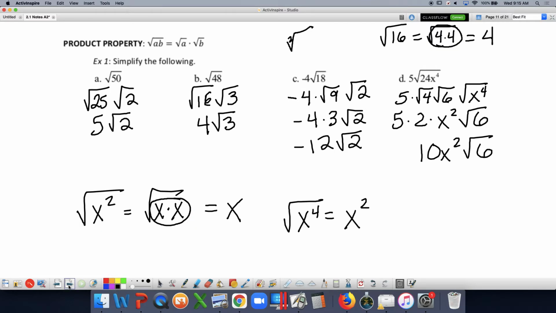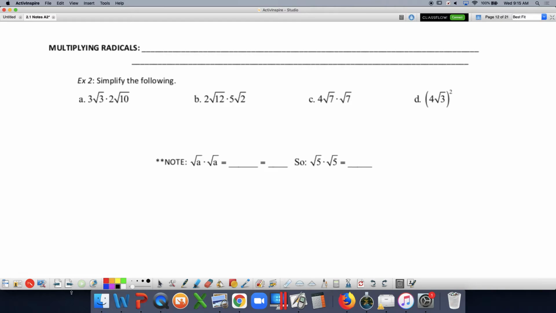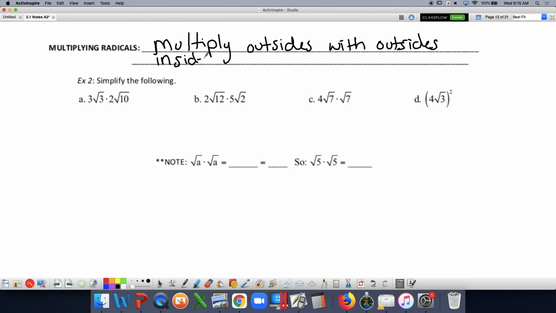All right, let's look at a couple of other things that I wanted us to get through today. We're going to do multiplying and dividing. So when I multiply radicals, I'm going to multiply the outsides with the outsides, and the insides, or the radicands, with the insides. Then simplify if possible.